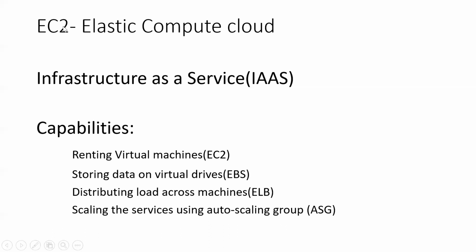EC2 is called Elastic Compute Cloud. This is one of the most important components in AWS. It's Infrastructure as a Service, IaaS. As I mentioned in yesterday's class, IaaS means we can only hire the infrastructure from cloud providers, not any application or software. So EC2 is a server, just like a computer at my side, and I just rented that computer.